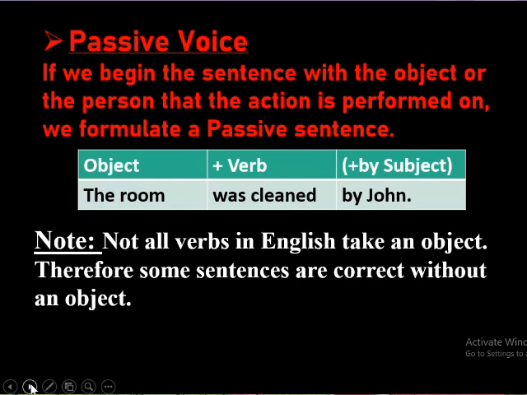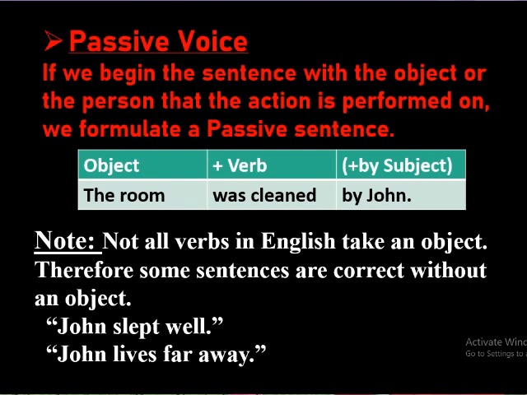Note: not all verbs in English take an object. Therefore, some sentences are complete without an object. For example, John slept well. John lives far away. These type of sentences cannot be changed into passive voice because they don't have an object.